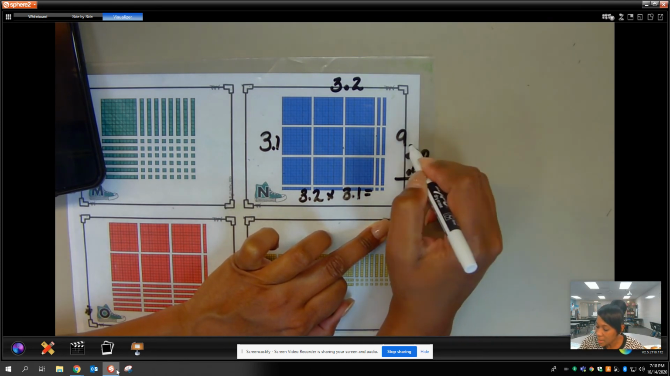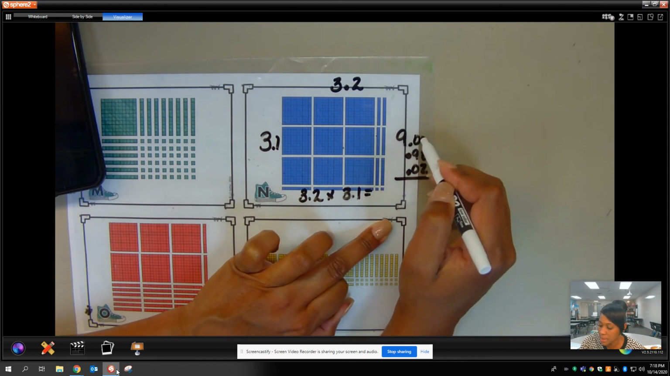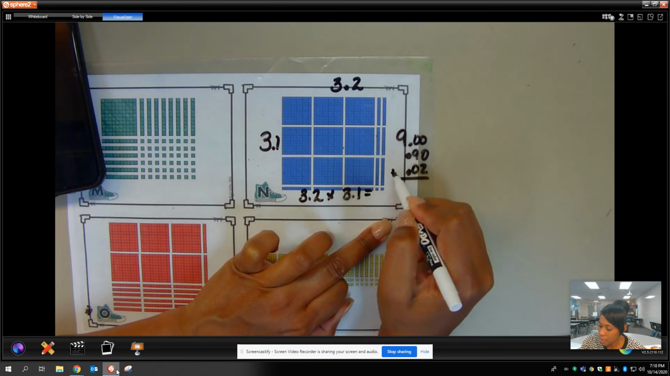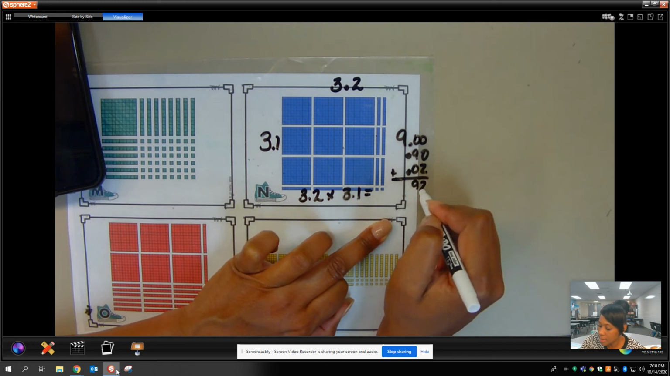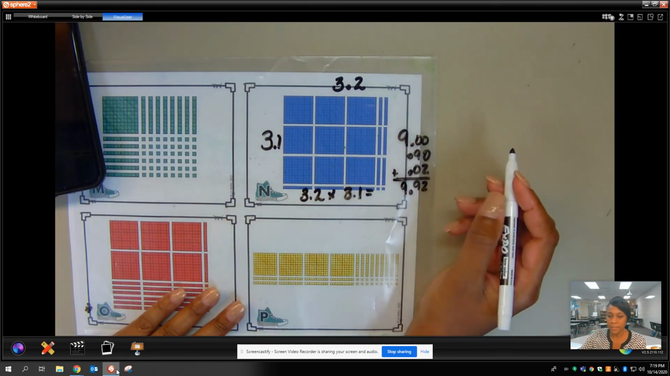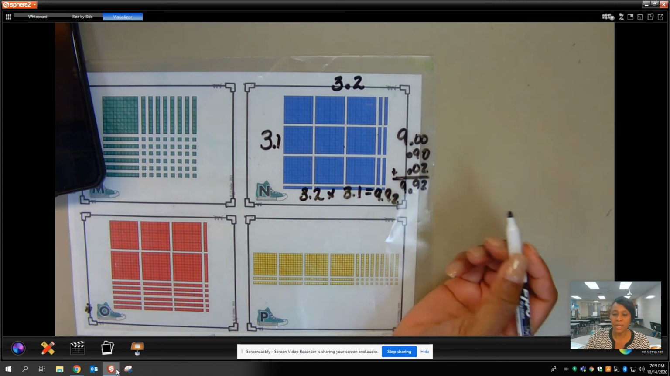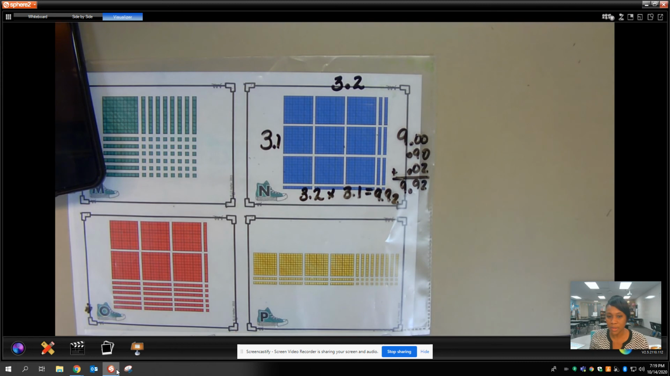So when I add these up, where does the decimal hide if you don't see it? Right behind the ones place. And we are going to add 0 plus 0 plus 2 is 2. 0 plus 9 plus 0 is 9. Bring down my decimal. 9 plus nothing is 9. So the answer would be 9 and 92 hundredths.